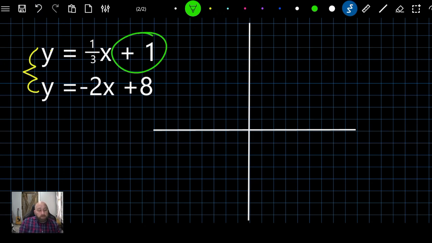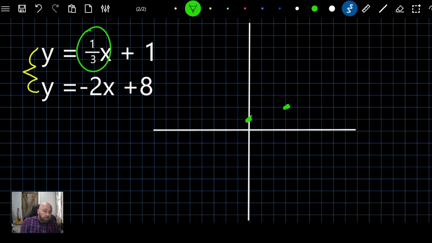So we want to put a point at 1 on the y line. We're going to put a point right there at 0 on the x, 1 on the y. Now we come over here and our slope is 1/3. That means that we go up 1 over 3. 1, 2, 3. We're going to end up right there. And then we can keep going with that if we want to do another one.